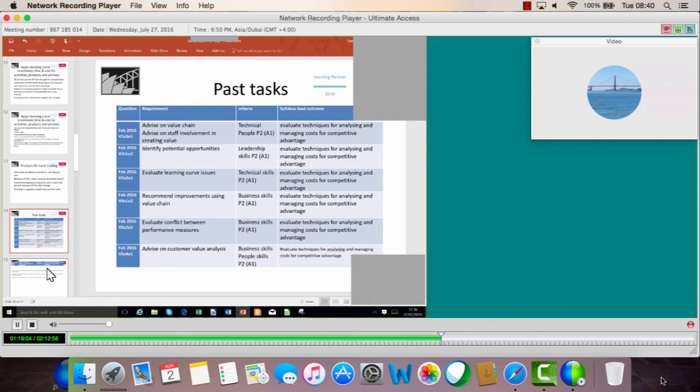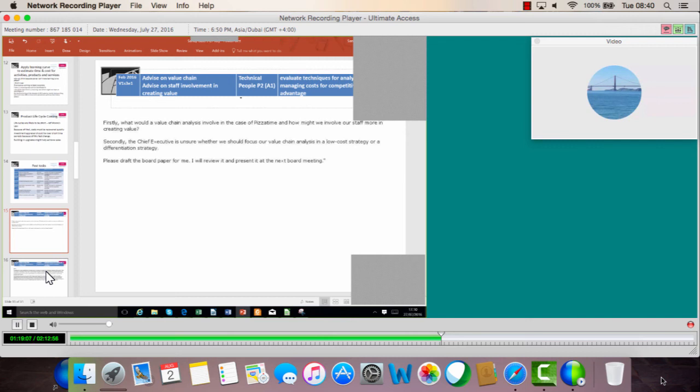Right, let's look at the first one. This was advise on the value chain and advise on staff involvement in creating value. This was a pizza chain of restaurants, and the candidates were asked what would a value chain analysis involve in the case of Pizza Time, and how might we involve our staff more in creating value?